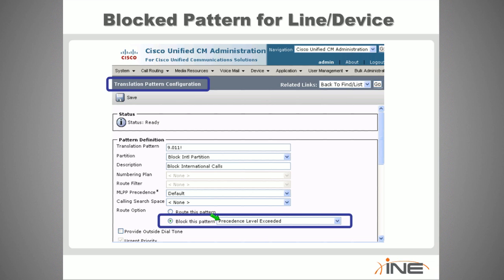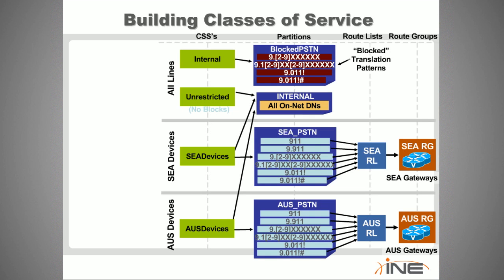Remember, H323 or skinny devices will play the enunciator. Remember, MGCP, and more importantly, if it's a phone dialing, a SIP phone will not play the enunciator. Okay, so let's take a look at this.